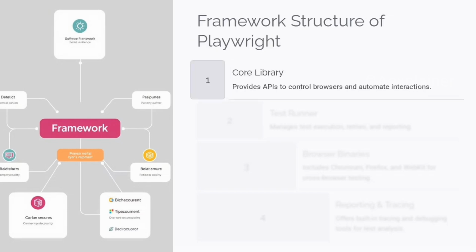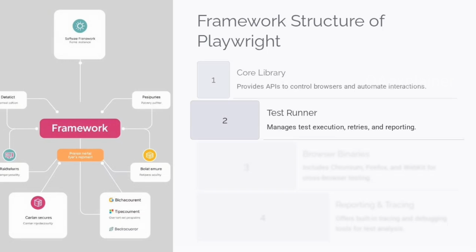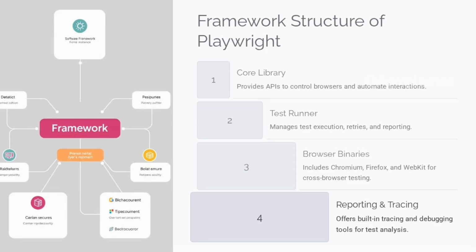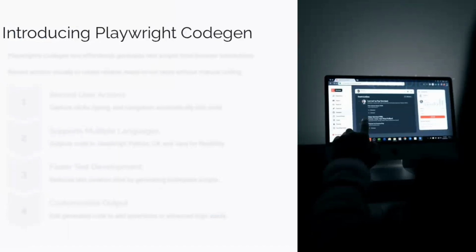Now let me tell you the framework structure of Playwright. First there are core libraries, which provide the APIs. Second is the test runner, which handles test execution. Then browser binaries like Chromium and Firefox. For the test runner, basically we are using npm, pnpm, yarn, this kind of thing. And for reporting and tracing we have an inbuilt Playwright report.